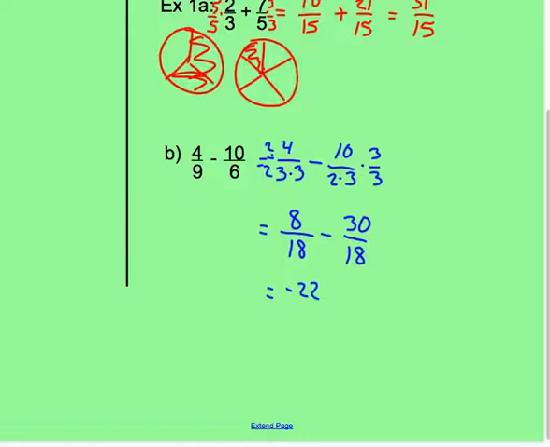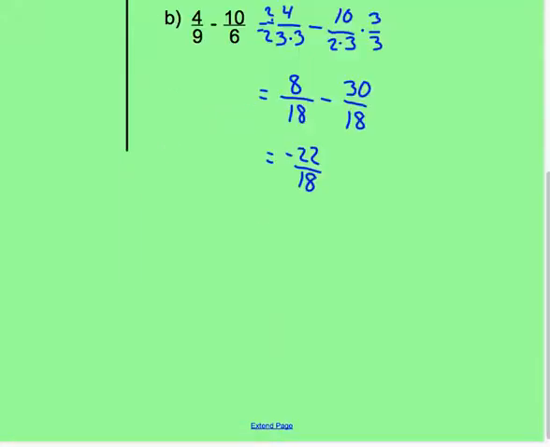And then we can combine our like terms. And in this case, we would continue to simplify because negative 22 and 18 have a common factor of 2. So we'd get negative 11/9.